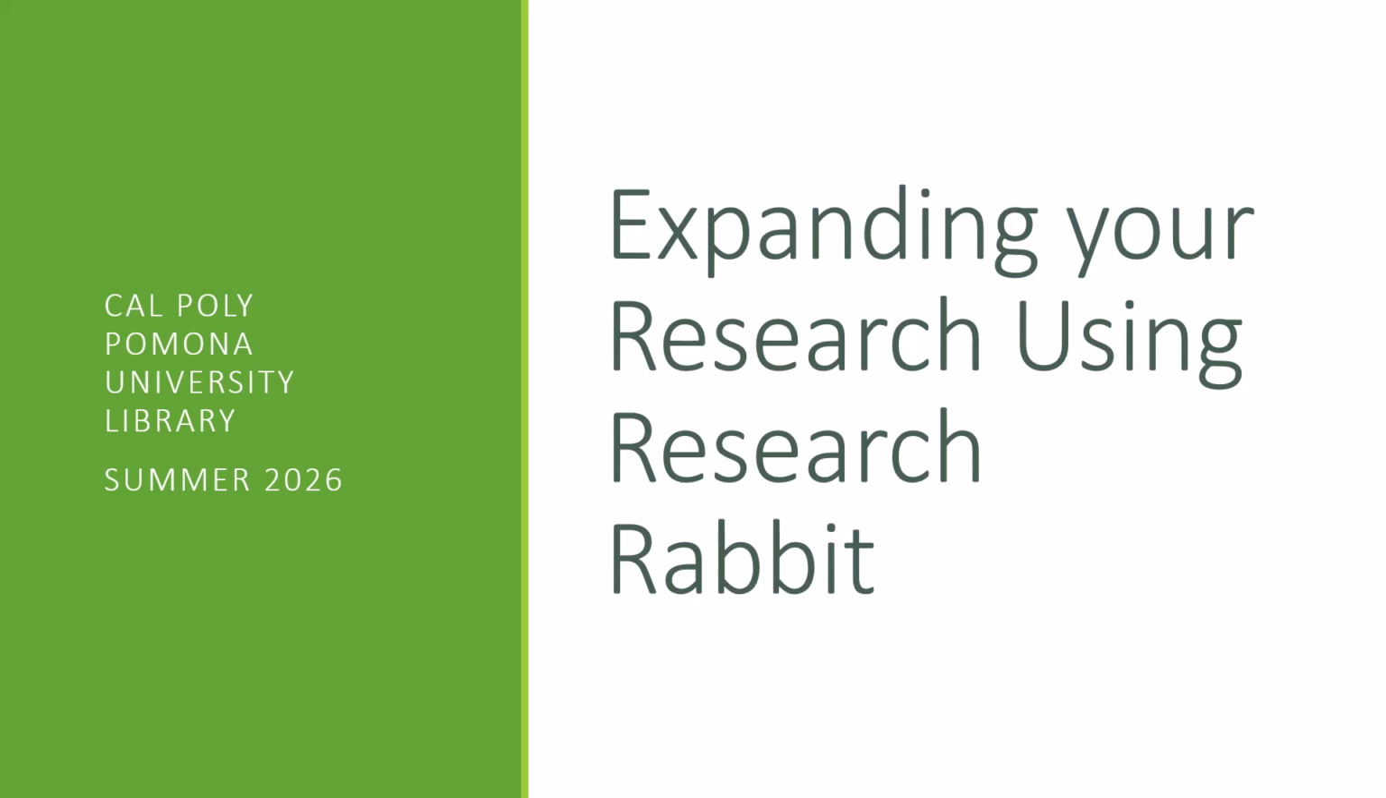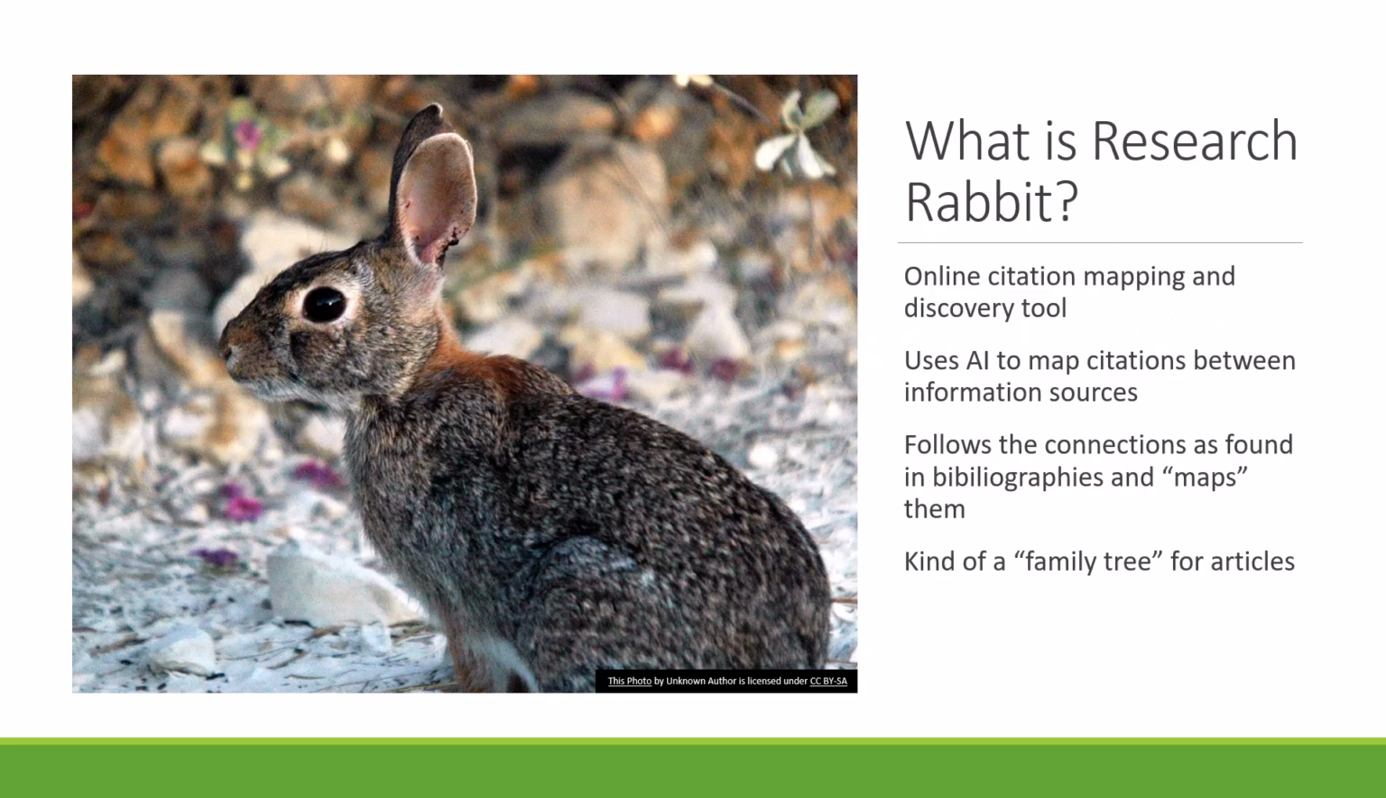Hello, and welcome to this brief tutorial on how to use ResearchRabbit, an AI-powered citation mapping tool. ResearchRabbit is an online citation mapping and discovery tool. It works by using AI to map citations between information sources. This tool follows the connections between sources as found in their bibliographies and then literally maps those connections, creating something like a family tree of sources.